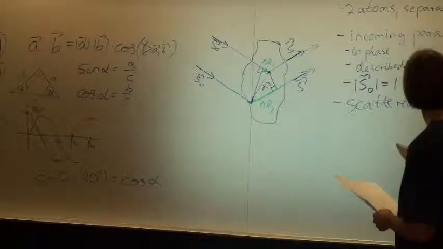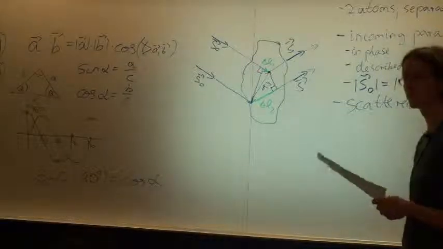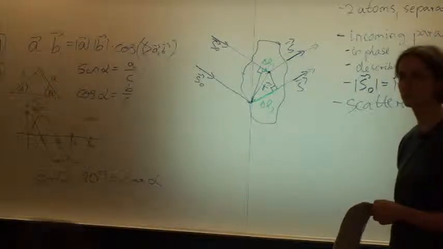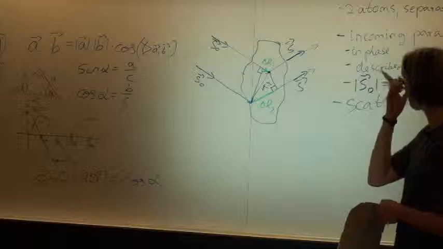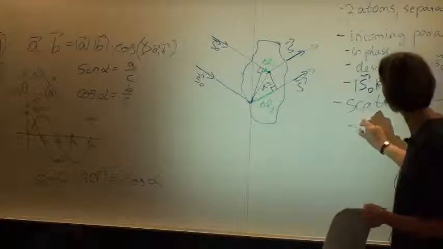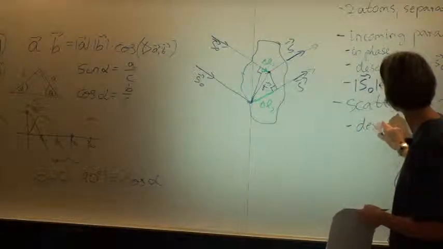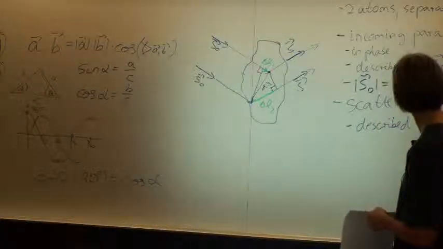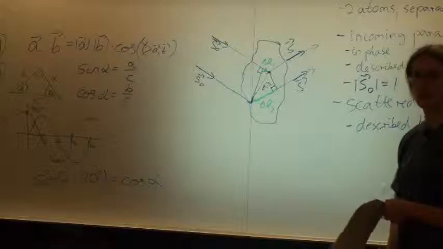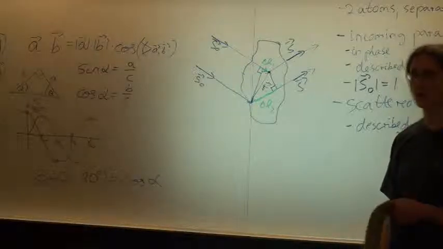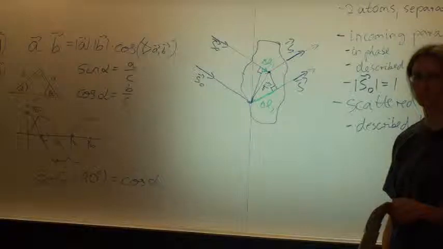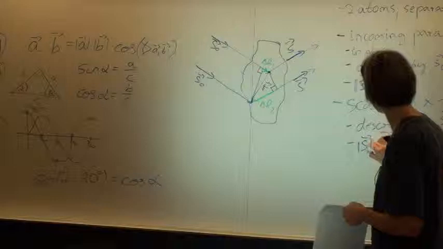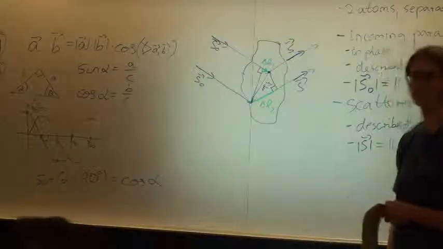Then we have the scattered X-rays. What shall we assume about those? They are also parallel, right? So we can describe them by one vector, which we chose to call S. And what should we assume about the length of that vector? Once again, it will be convenient to use a unit vector, right? So the length of S will also be 1.